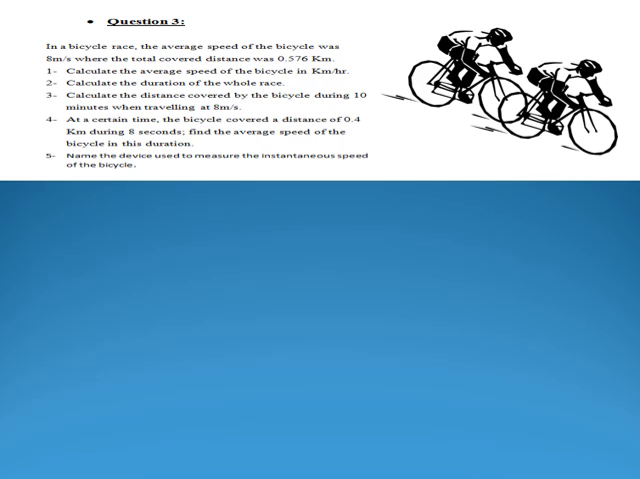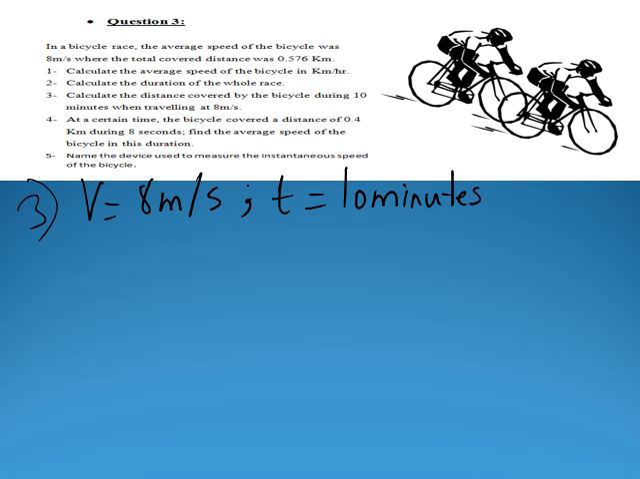Moving to part 3. Calculate the distance covered by the bicycle during 10 minutes when traveling at 8 meters per second. So V is equal to 8 meters per second, and time is equal to 10 minutes. The 10 minutes have to be converted into seconds, so times 60. 10 times 60 is equal to 600 seconds.